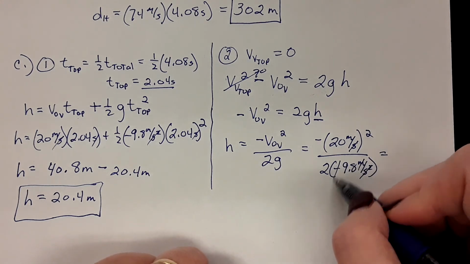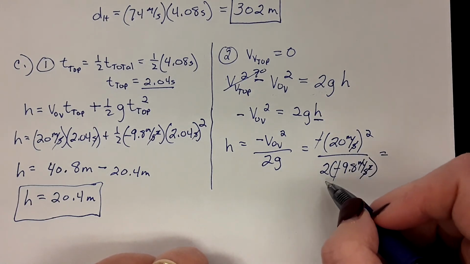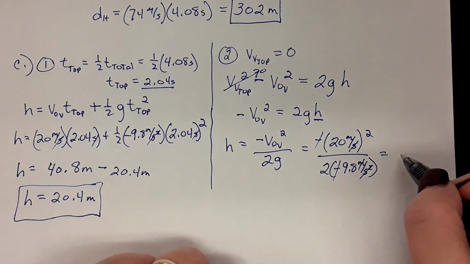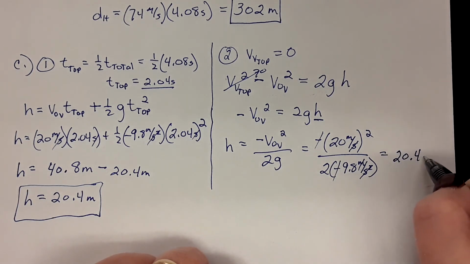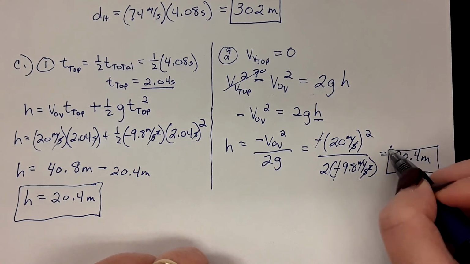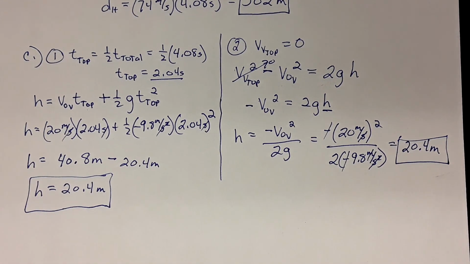We're okay. The minuses cancel. You get 20 squared divided by 19.6. And when you do that, you get 20.4 meters. Just like we did over here. Woohoo! How about that? Pretty cool, huh? All right. So that wasn't so bad, was it?